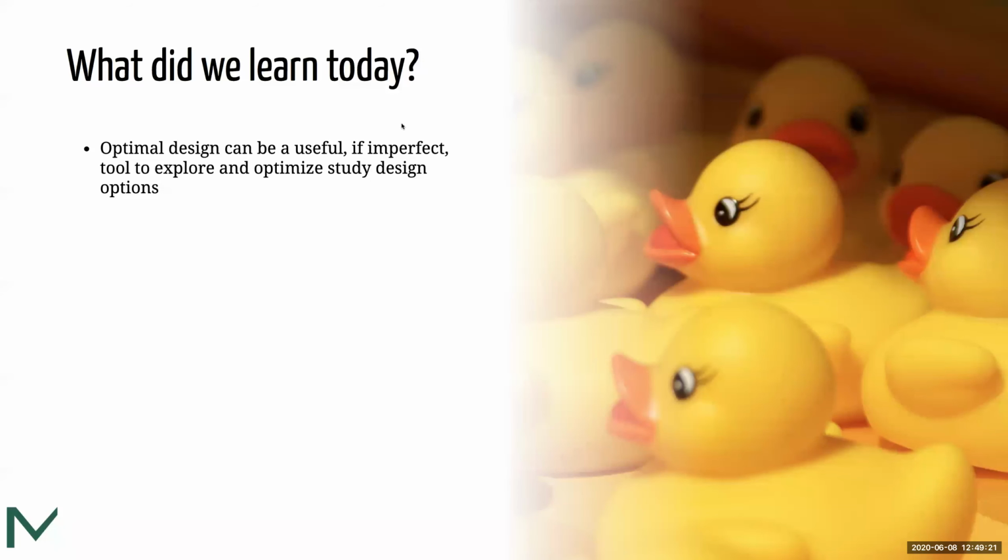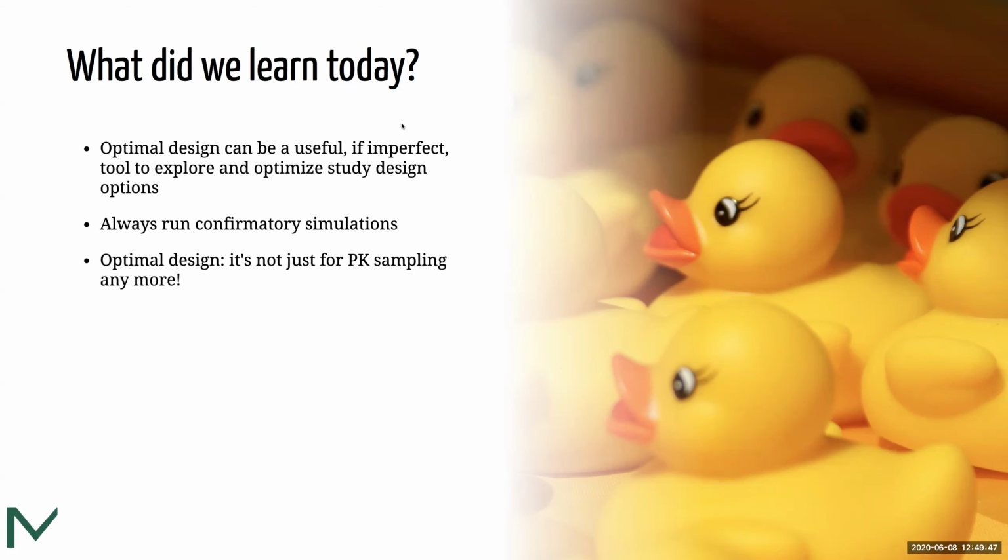Okay, so let me wrap up quickly. I hope you learned something out of this. I hope you've learned that optimal design can be a useful tool, even if it's not perfect. And because it is imperfect, I hope I've convinced you to always run confirmatory simulations. The output from an information matrix is approximate and it's a lower bound, so always check it before you run your study. And optimal design is not just for PK sampling. That may be what you use it for mostly, but don't forget that this can be used for any aspect of your design.